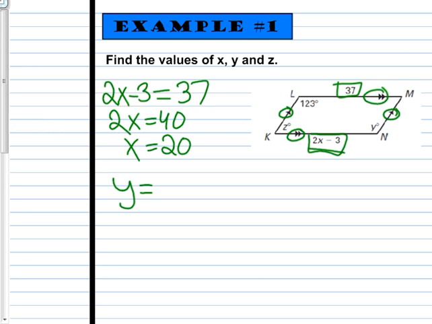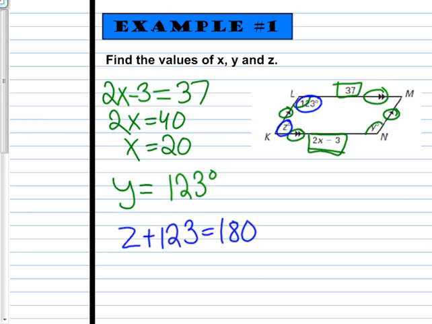Okay, let's look at my next one, y. Since it's a parallelogram, looking back at your conditions, you know that opposite angles are congruent. So if L is 123, the angle across from it is N. So y is also 123 degrees. And then if it's a parallelogram, that means that the same side interior angles or the consecutive angles are supplementary. What does supplementary mean? It means they add up to 180. So z plus 123 equals 180. If I subtract 123 from both sides, I will know that z equals 57 degrees.